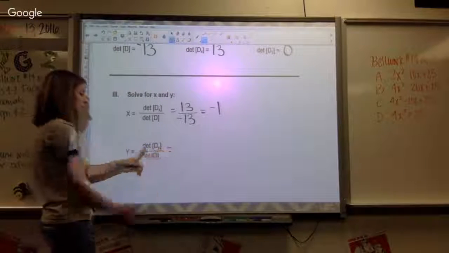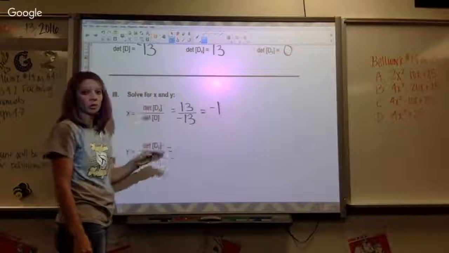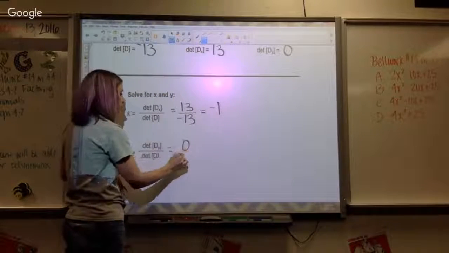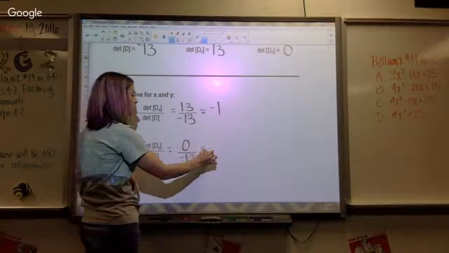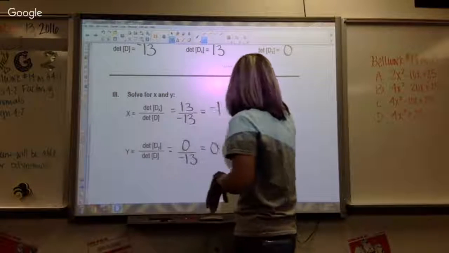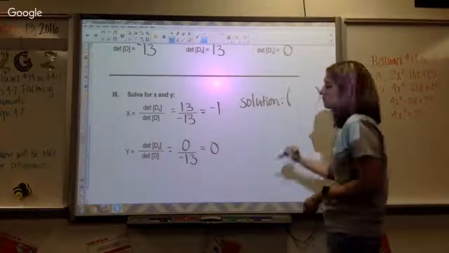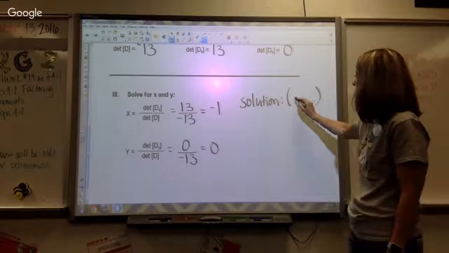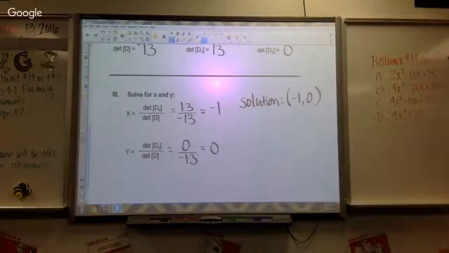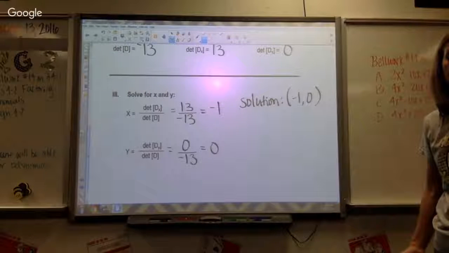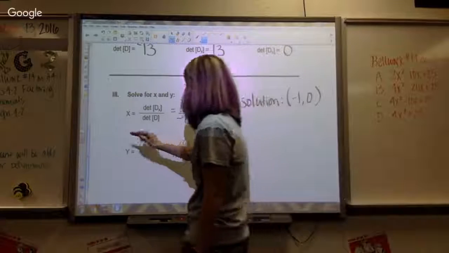For y, we're putting the determinant of Dy, which was the third one. So in the y column is where your constants go. So that determinant was 0 over always that first one, negative 13, which would equal 0. So remember we said to find the solution, you're finding the point that they have in common. So make sure that you write it as an ordered pair. So that would be negative 1, 0. And then we could check it by plugging in the x and y, and make sure that it's true on both equations that we have.